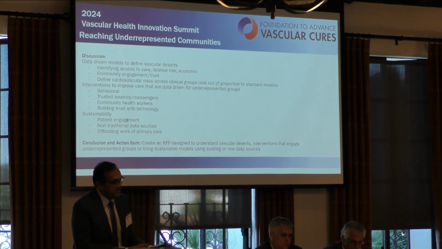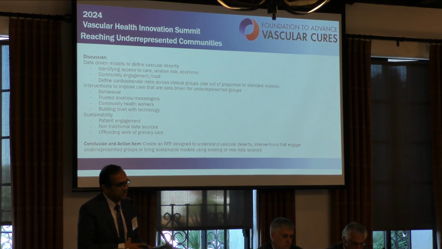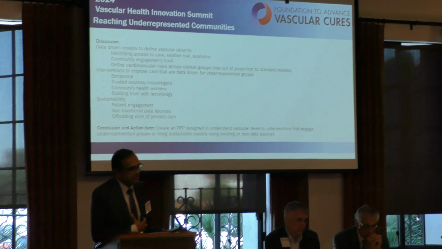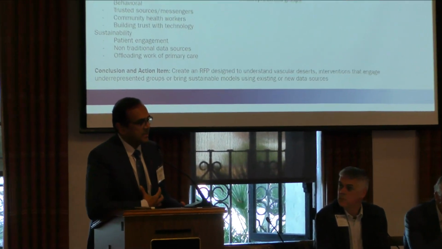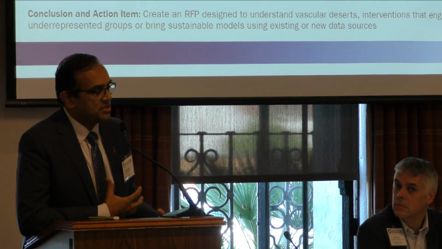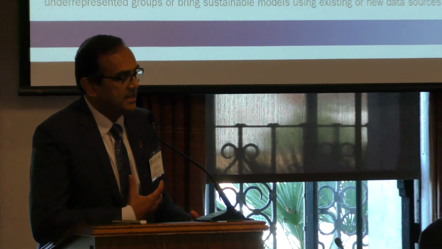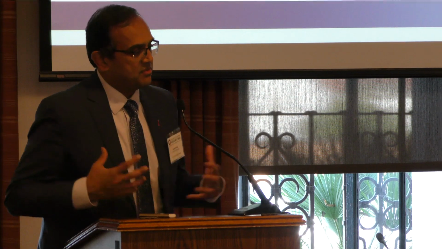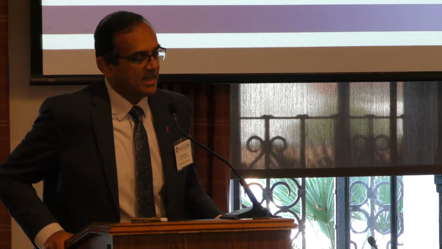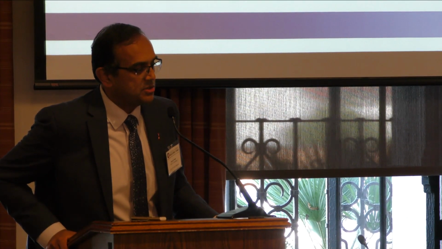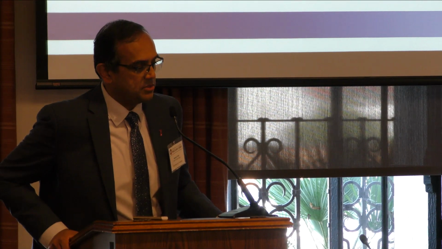Those are the themes, but the conclusion, or at least action item, was could you create an RFP that was designed to better understand how you might first define where those underrepresented and high-risk populations might be? We all have seen maps from different parts, but those maps do a lot of aggregation. They're not very close. They don't use some of the other data sources. They don't use some of the other things we've talked about.